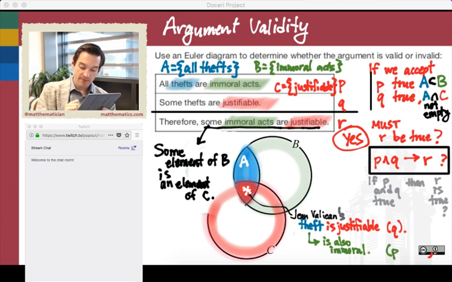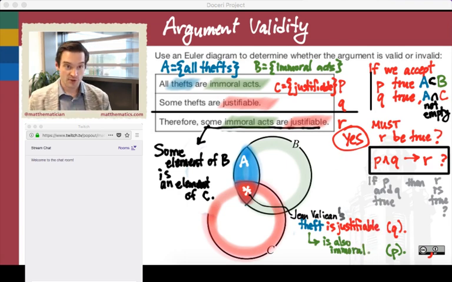That's by premise P. Right? But then that means that not only is that theft immoral and justifiable, it means that there exists an immoral act which is also justifiable. So that element existing in this intersection is proof that this conclusion has to follow.